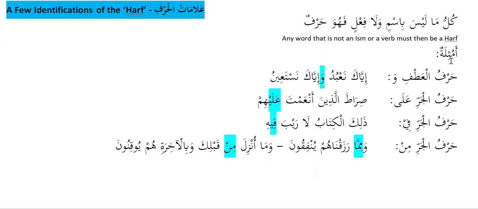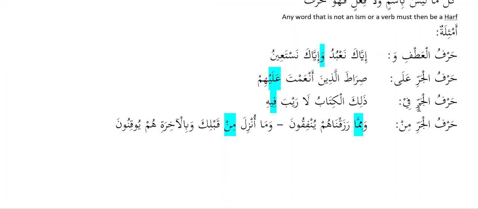And I'll give a few examples. Harf al-atf, this is the conjunction. Harf al-atf means the word that joins. إِيَّاكَ نَعْبُدُ وَإِيَّاكَ نَسْتَعِينَ: You we worship, and you we ask for help. And is a conjunction, it's harf. حرف الجر, the preposition: على, في, and من. These are three examples. صراط الذين أنعمت عليهم, the path of those you favored, literally in Arabic, on them. But in English we wouldn't use the on, we would say favored them.